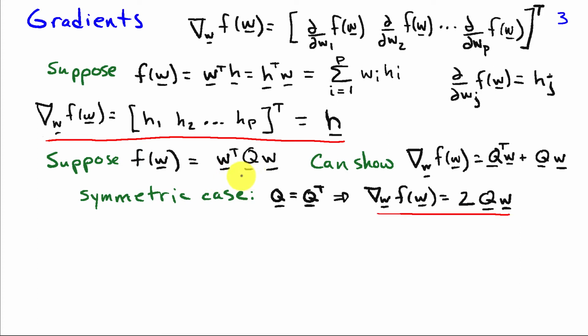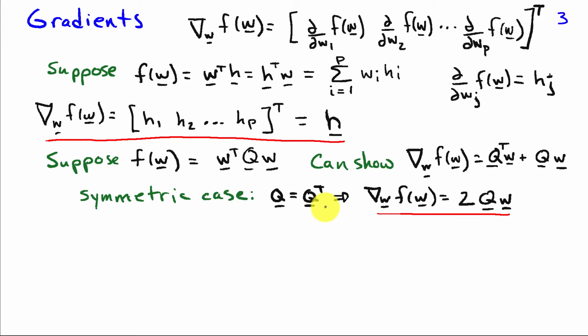quadratic term in w, where w transpose Q times w. If you were to multiply this out and write it in terms of the individual elements of w, you find that you have w1 squared, w1 times w2, w2 squared, w1 times w3, and so on. If you take the gradient, in other words, the derivative of this function with respect to those individual elements in the w vector, you can show that it's just Q transpose times w plus Q times w.